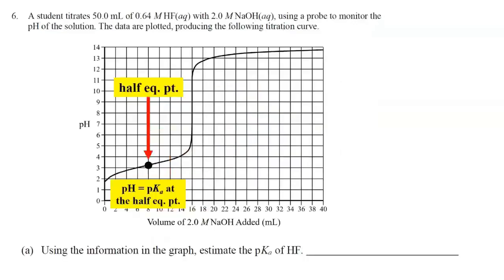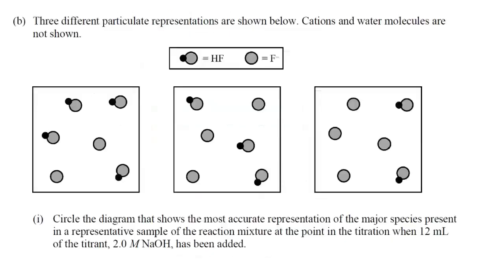So part A of this question, using the information in the graph, estimate the pKa for hydrofluoric acid. So it's going to be the pH at the half equivalence point, which is approximately 3.2. Now, moving on to part B of this question, it says, 3 different particulate representations are shown below. Cations and water molecules are not shown. So we have HF and F- in the particle diagram.